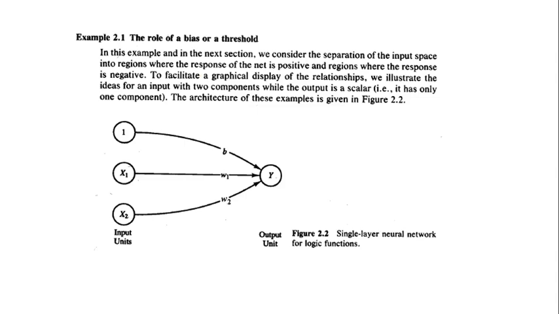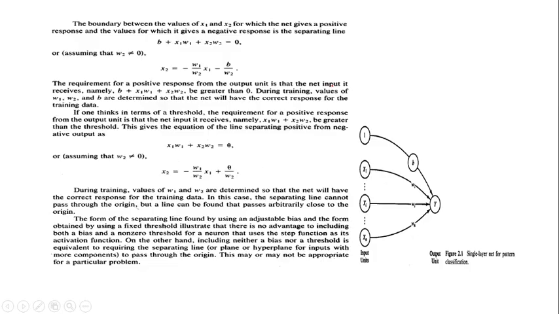To facilitate a graphical display of the relationship, we illustrate the ideas with an input of two components, while the output is a scalar. The architecture of this example is shown in figure 2.2, a single layer neuron. So these are inputs, and this is the bias, the role of the bias, which we have already seen. Now we will show by a graphical display how this separation of input spaces happens.